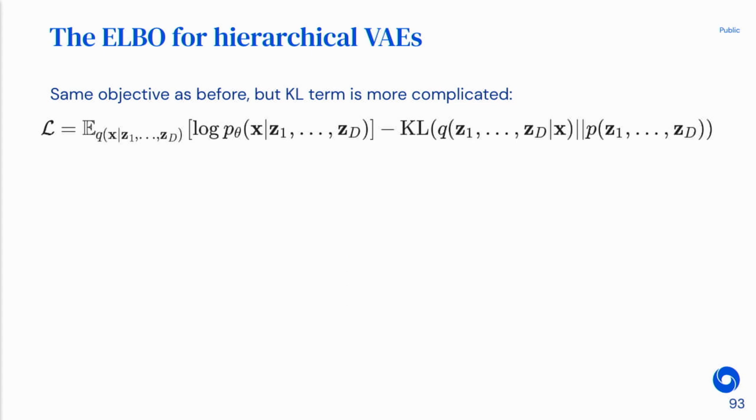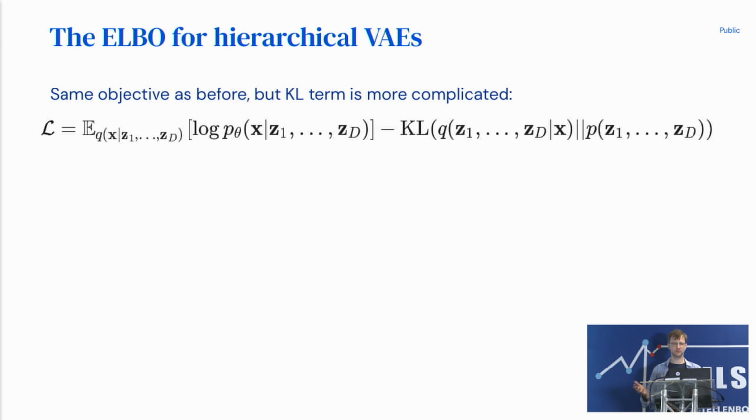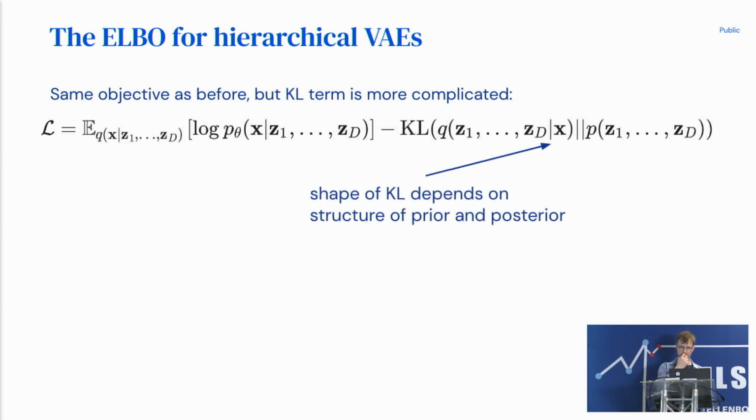Okay, and so that's writing down the model. How do we train the model? We still use the same ELBO, and the log likelihood term doesn't look very different. It's still pretty much the same. But the KL term now looks more different because we have all of these different layers. And we have a prior that's factorized in some way, and we have a posterior that's factorized in some way. And the shape of this KL depends a lot on the structure.